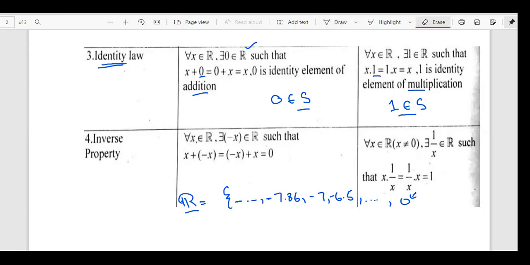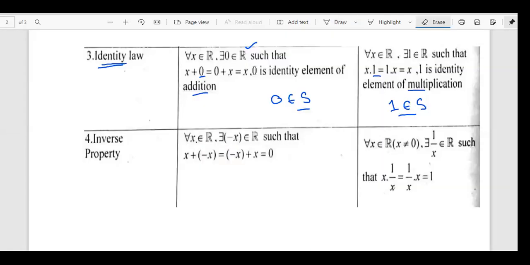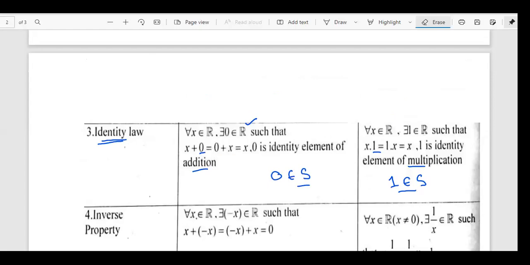But if I talk about another set, let's say the set of natural numbers, in the set of natural numbers, we do not have 0. The set is starting from 1, 2, 3, right? So if I say that my set is of natural numbers, which basically starts from 1, 2, 3, and so on, and the operation here is addition. Now let's try applying it.